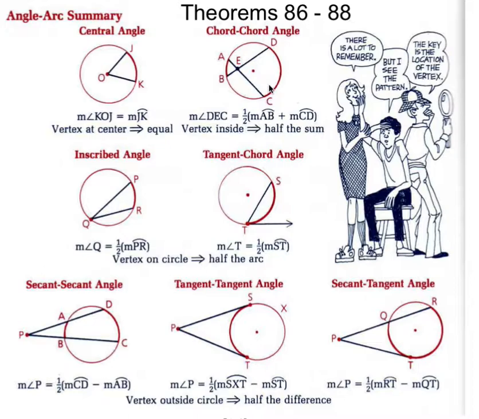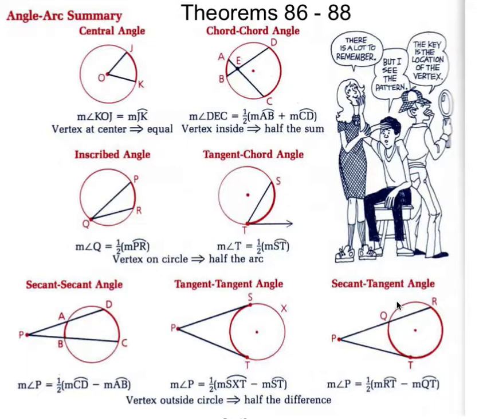I have a chord angle, angles formed by two chords, inscribed angle, where the vertex of the angle is on the circle and the sides of the angle are two chords. I have a tangent chord angle, secant angle, tangent angle. We discussed this yesterday a little bit, the ice cream cone theorem where I have congruent sides. Today we're going to talk about it in the context of angles. And I have a secant tangent angle.